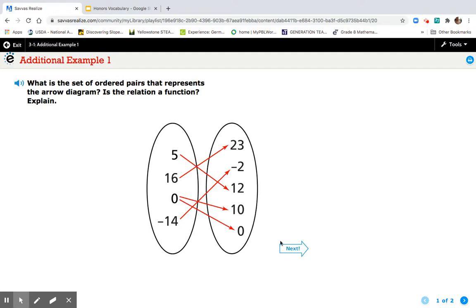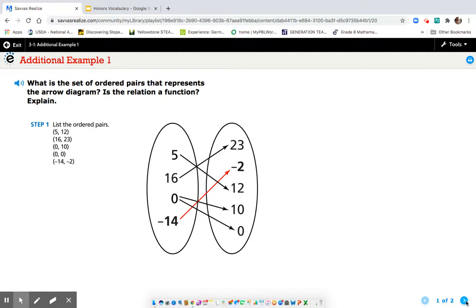Okay, so speaking of mapping diagrams, here's an example with a mapping diagram. If we're looking at an ordered pair like 5, 12, on this side I have my inputs, and I'm going to draw an arrow to the 12, which would be my output. Here I have 16 and 23, right? And so again, this is a mapping diagram where we're drawing arrows from the inputs to the outputs. So we have two ordered pairs here shown in the mapping diagram, 0, 10, 0, 0, and -14, -2.